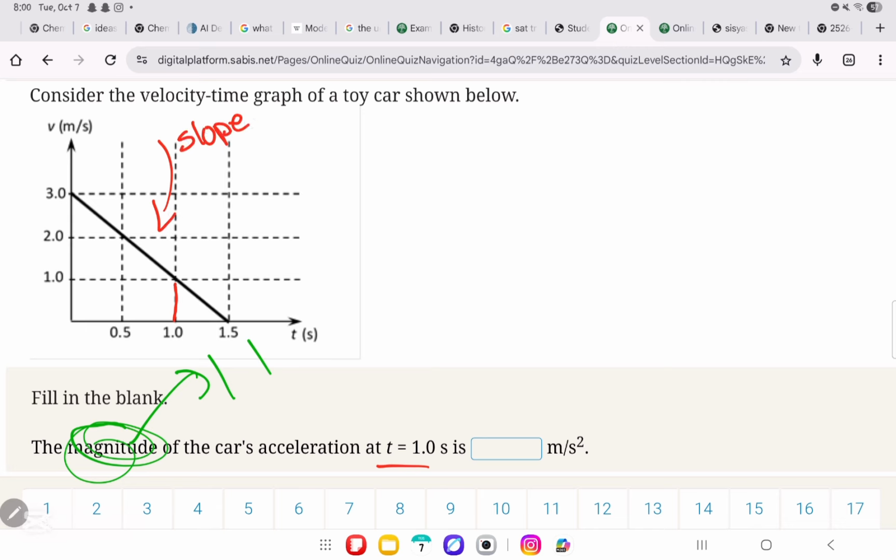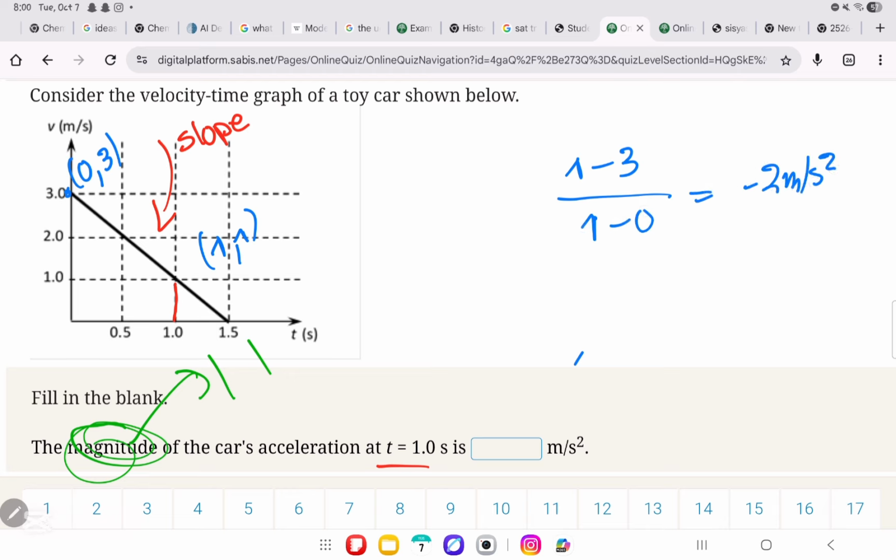And then you're going to do 1 minus 3 over 1 minus 0, so that's going to be minus 2 meters per second squared. But, however, they want the magnitude, so you put it in absolute value, so it's going to be 2 meters per second squared. 2 meters per second squared.